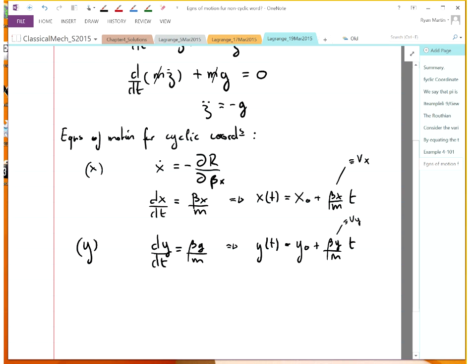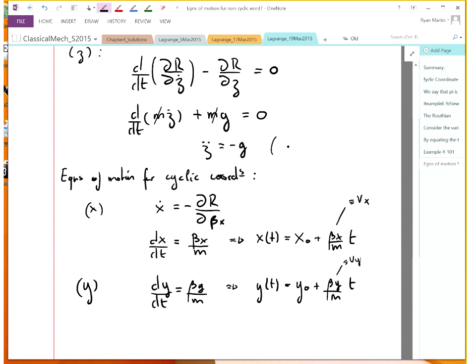Of course, the top equation is easy to solve as well. The one for z, right, z of t equals z naught plus z naught dot times t minus a half g t squared. It just happens that that one's easy to solve because it's a trivially easy problem.